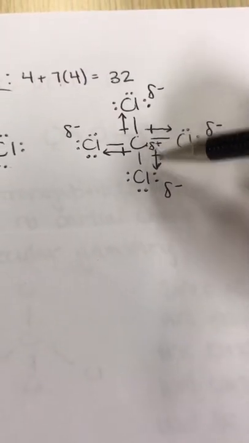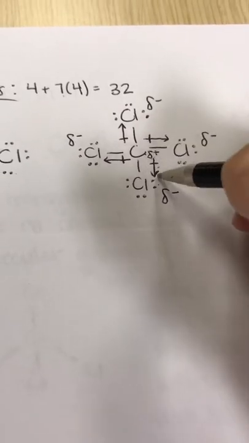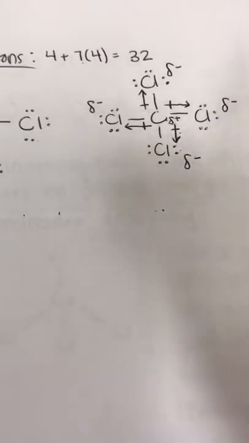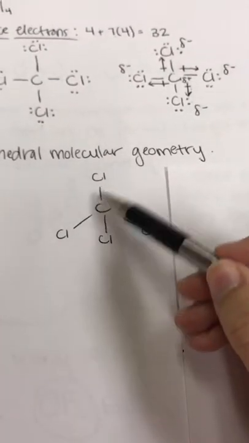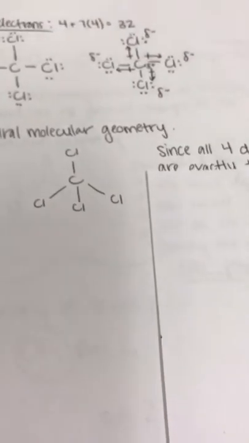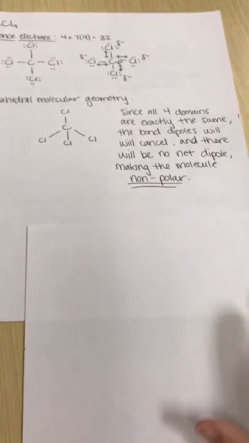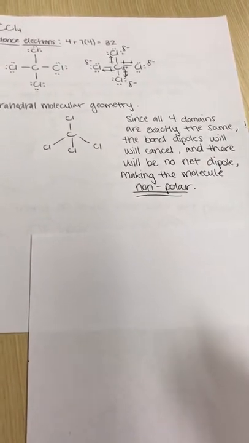So drawing the bond dipoles, again, the arrows will point towards the negative charges. So this bond dipole will be pointing to chlorine, same for these other three. And since there are 4 domains that are equal, this is tetrahedral molecular geometry. And if we draw that out, it's just going to look like this, the bonds to chlorine. And since all 4 domains are exactly the same, the bond dipoles will cancel, and there will be no net dipole, making the molecule nonpolar.